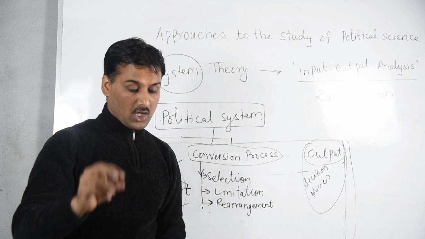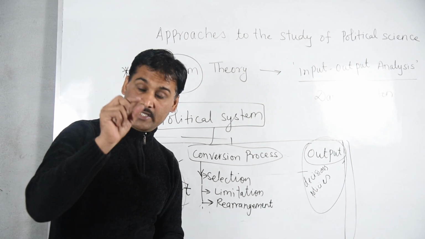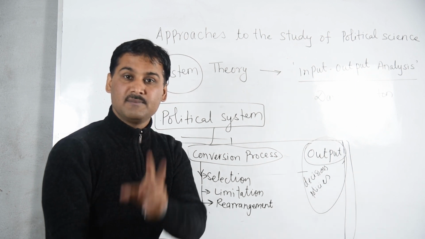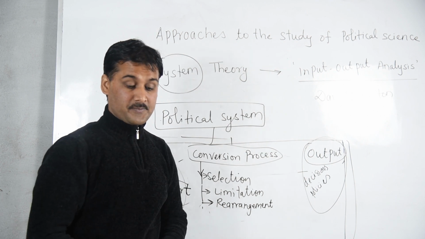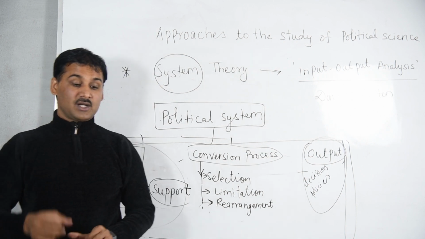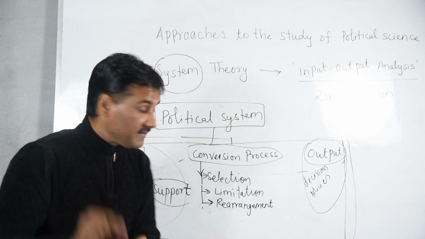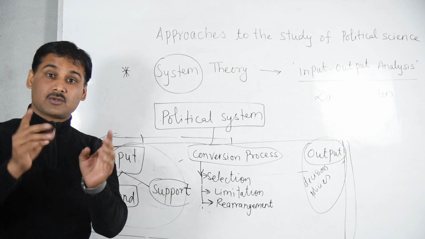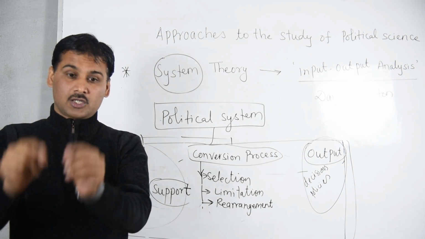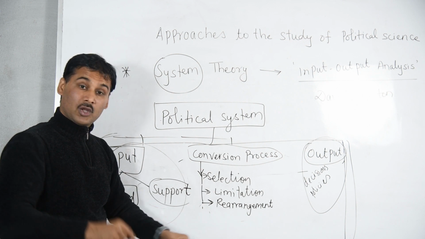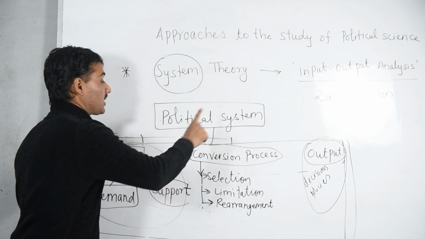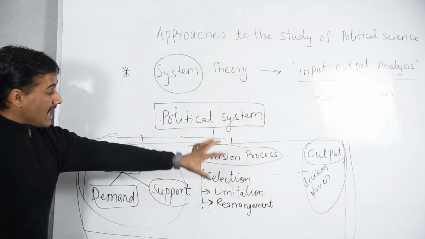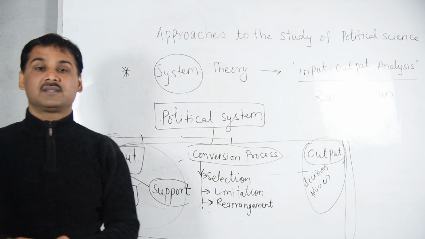So the authoritative decisions are important aspects of the outputs on the one hand, and on the other, those decisions affect the political environment. The actions, decisions, and policies made by the authorities are important on the one hand, and on the other, they also affect the political sphere, the political environment. That's why those outputs try to help the political system.